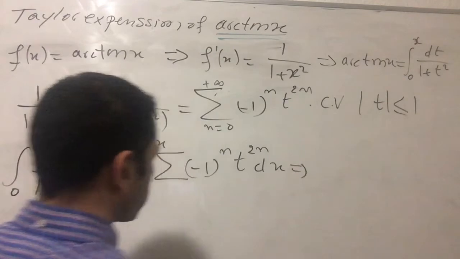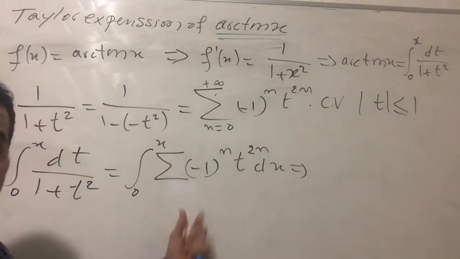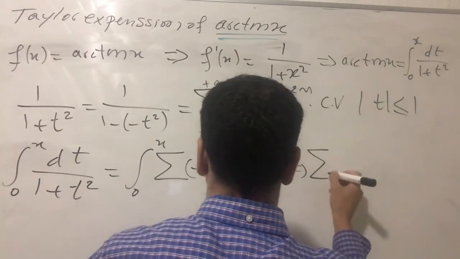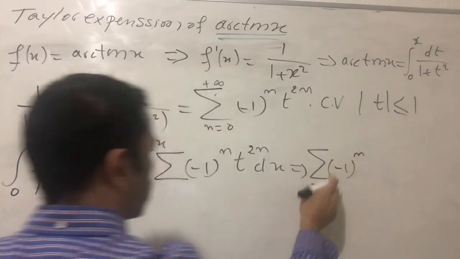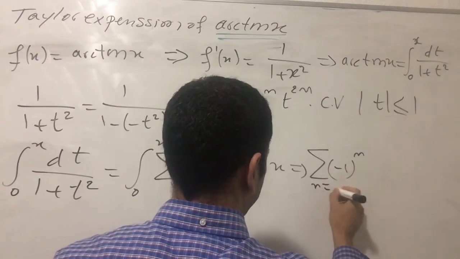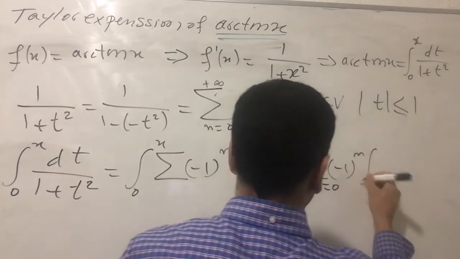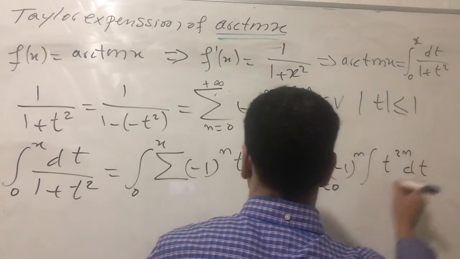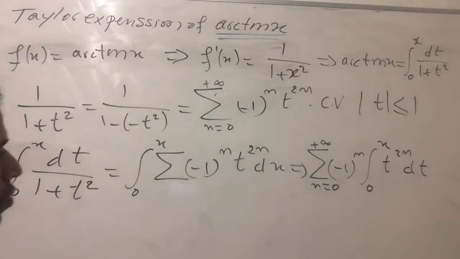I'm going to take this sum outside of the integral because this series is a convergent series. So it's giving me the sum. I'm taking minus 1 to the n outside as well because it depends on n. So as n goes from 0 to plus infinity, the integral of t to the n dt, as t goes from 0 to x.